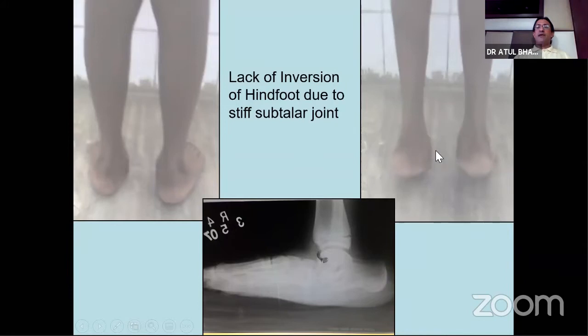So if you have a heel in valgus with a tiptoe, the commonest condition in adolescents is a tarsal coalition, and it could be either a calcaneonavicular coalition or it could be a subtalar coalition.